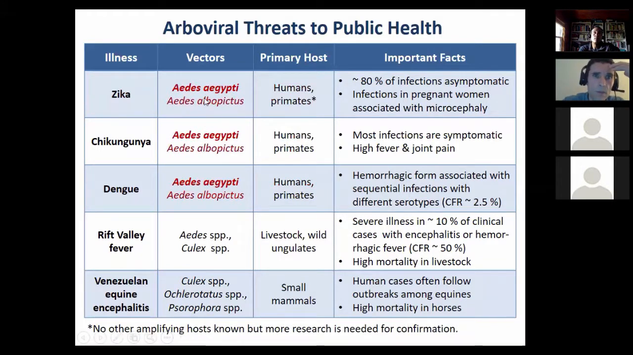And then I should highlight Aedes aegypti is the major vector for these, although Aedes albopictus, we know from laboratory studies, can transmit this. And there have been some cases of chikungunya and dengue where Aedes albopictus, or the Asian tiger mosquito, has been the main vector, but we haven't seen that so far for Zika.